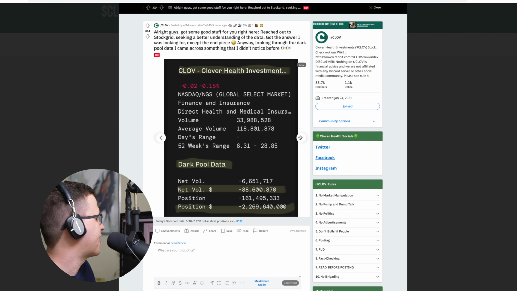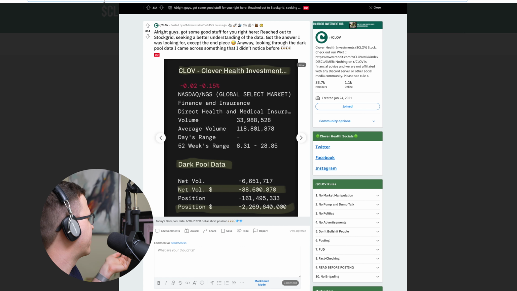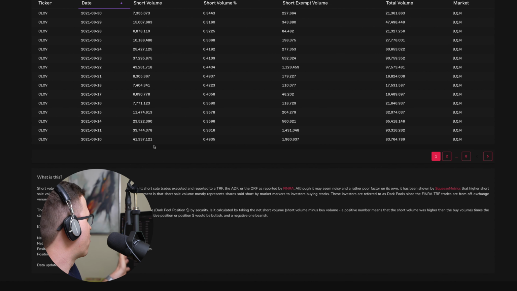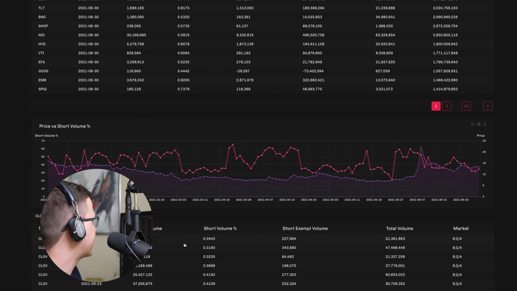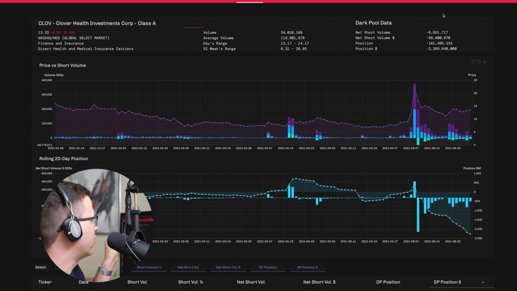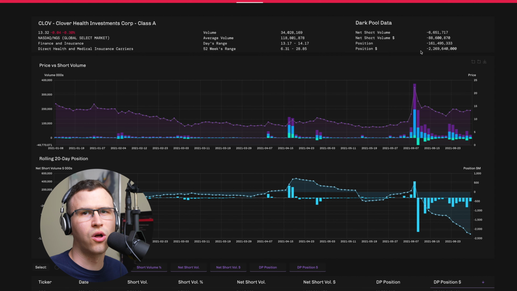So we're going to check that out on StockGrid, and I'm going to go over the website, go over this little paragraph at the bottom here, what they say. And then, as you can see here, we're going to look over Clover Health as a whole.